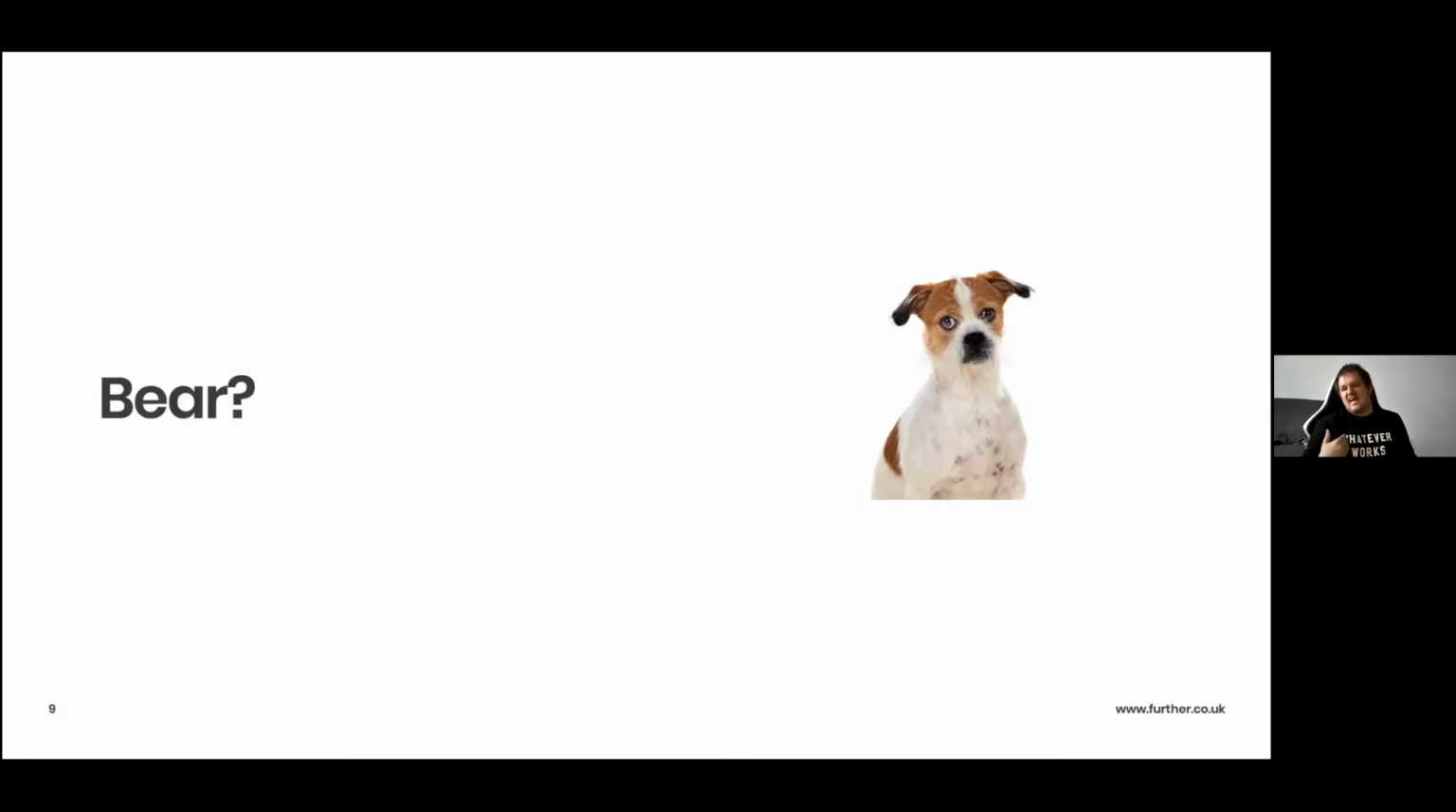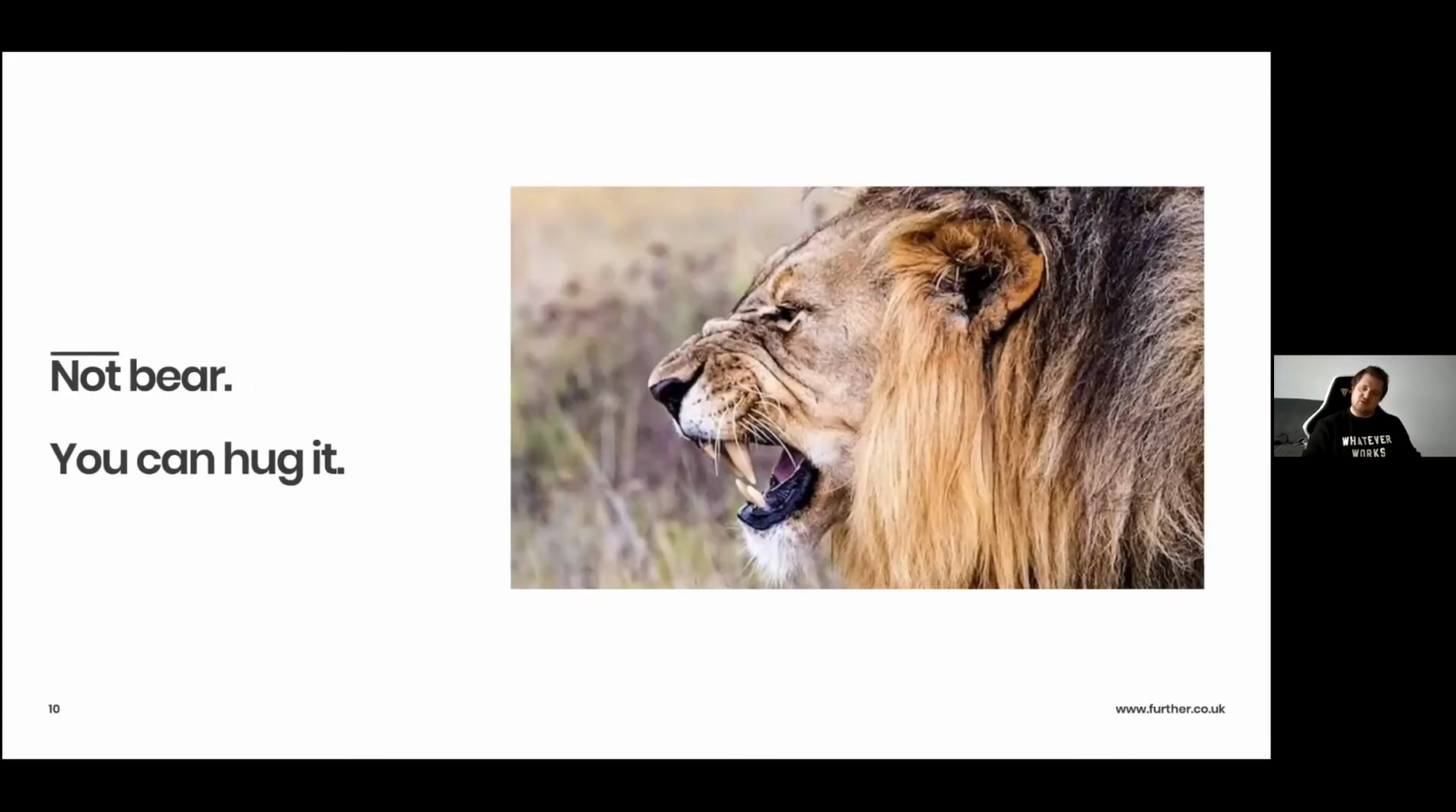Now, if you were to sit there and come up with enough rules, eventually, on a long enough timeline, you would have an algorithm that could just about recognize a bear. So you've got one line of that table in. Now, after all that expense, if you then pointed your phone at a lion and said, can you hug it? It would go, well, it's not a bear, so yeah, sure, have at it.